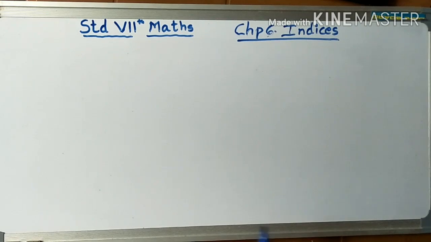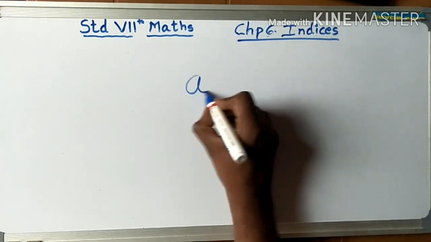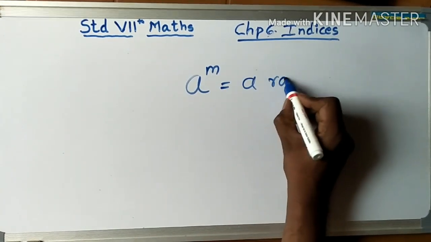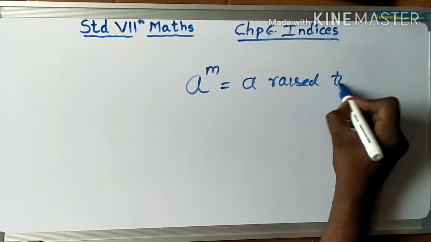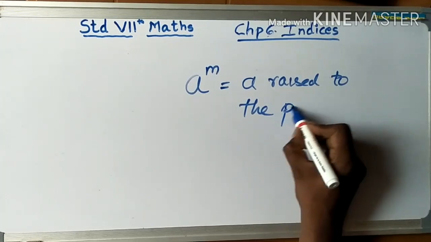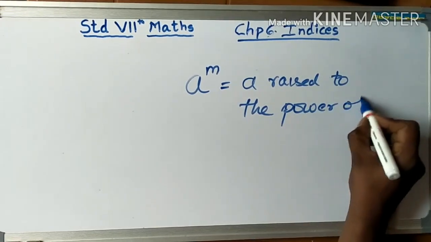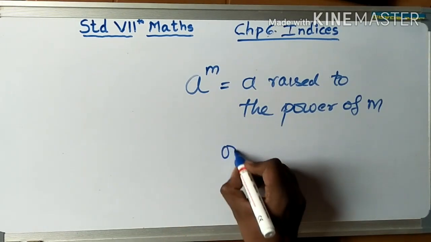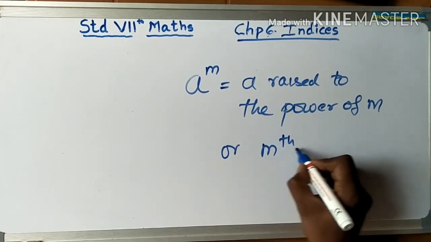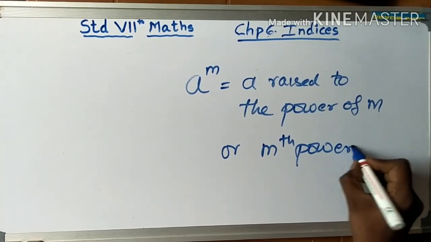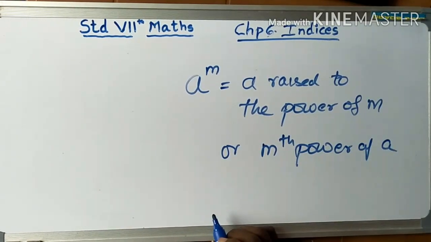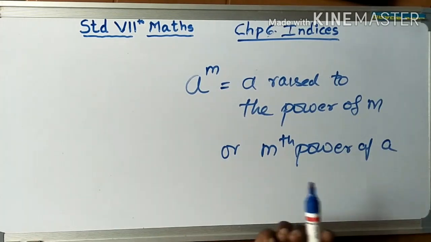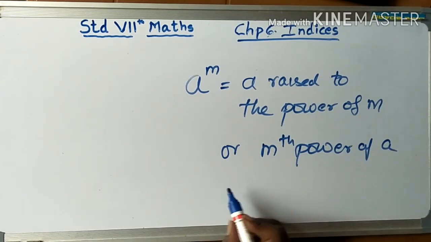Now I'll tell you another example. A raised to m. How will you read this? A raised to the power of m, or you can say a raised to m, or you can say the mth power of a. So m can be any value. It can be 2, 3, 4, 5, 6. It can be any value.